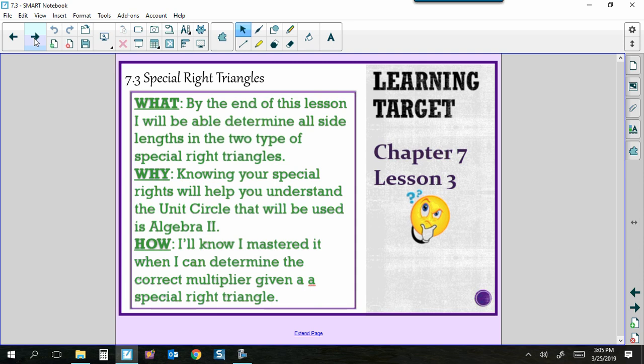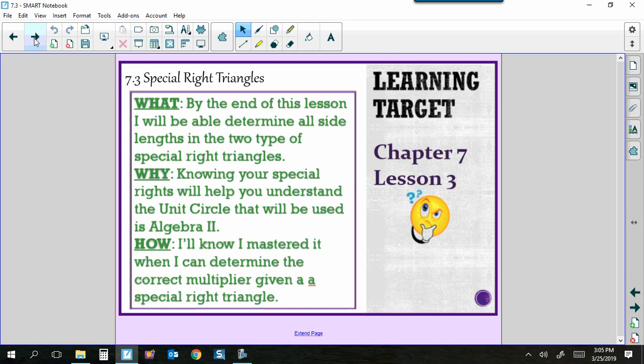So, why do you need to know this? Well, number one, it'll save you doing a lot of math you don't need to do. But number two, knowing your special right triangles will help you understand the unit circle that will be used in Algebra 2. Then, how will you know it? Well, you will know you've mastered it when you can determine the correct multiplier given a special right triangle.